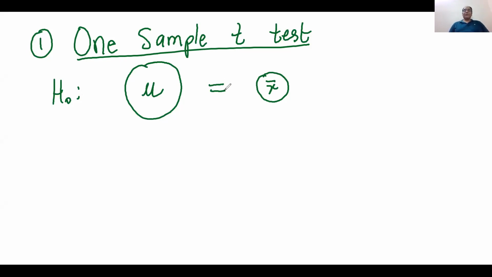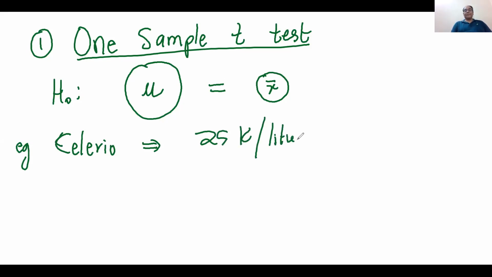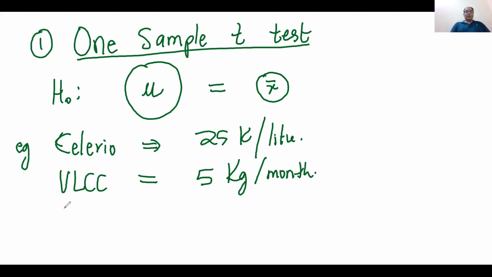Now I'm giving you many examples to understand where we can apply t-test. Example number 1. You know Maruti cars, right? There is a car called Maruti Celerio, and they claim that the average mileage of the car is 25 kilometers per liter. Similarly, there is a company VLCC, and this company claims that if you join, the average weight loss is 5 kg in a month. Similarly, there is a Hero Honda bike, a Splendor, and they say that the mileage of the bike is 85 kilometers per liter.